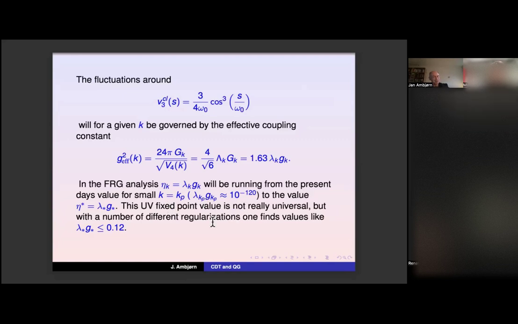Of course, this value is not really universal, but for a number of different regularizations, one always finds that this product is less than 0.12. So it never grows large. So actually, it seems that simple first-order Gaussian perturbation theory around this solution is not too bad an approximation all the way to the ultraviolet fixed point.